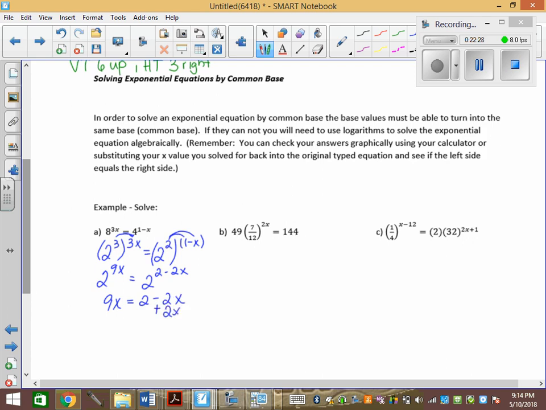Solve for x, add the 2x. We get 11x equals 2. Divide by 11. x equals 2 over 11. So we're going to check this once in our calculator just to remind us how we do that. So we're saying the answer is 2 over 11. So we have 8 to the 3x equals 4 to the 1 minus x. I'm just writing it on my whiteboard so I remember what it is when I go to type it into my calculator.